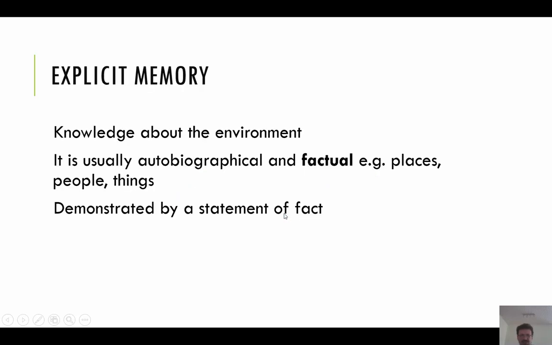So let's look at the characteristics of explicit memory. Well, it's knowledge about the environment, and therefore we usually refer to it as being autobiographical or factual. It's knowledge about places, people, things. It's the kind of knowledge that you are attaining even as you listen to this lecture. It's the kind of knowledge that's tested during an examination, when you demonstrate your acquiring of that knowledge by statements of fact, by answering questions, by doing a multiple choice.